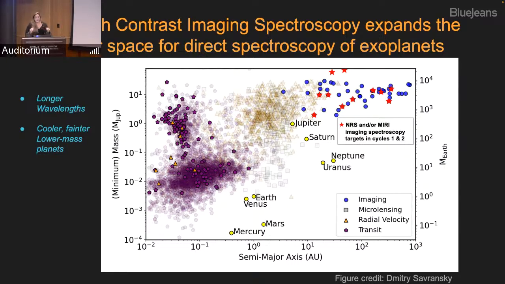So shown in the plot now, we have red stars that represent exoplanets that will be imaged with NIRSpec or MIRI in JWST cycle 1 and cycle 2, showing that we are already starting this process. But if we want to continue to expand the gap between transit and direct imaging, we need to push for as small separations as possible, so we need to get good at high contrast.